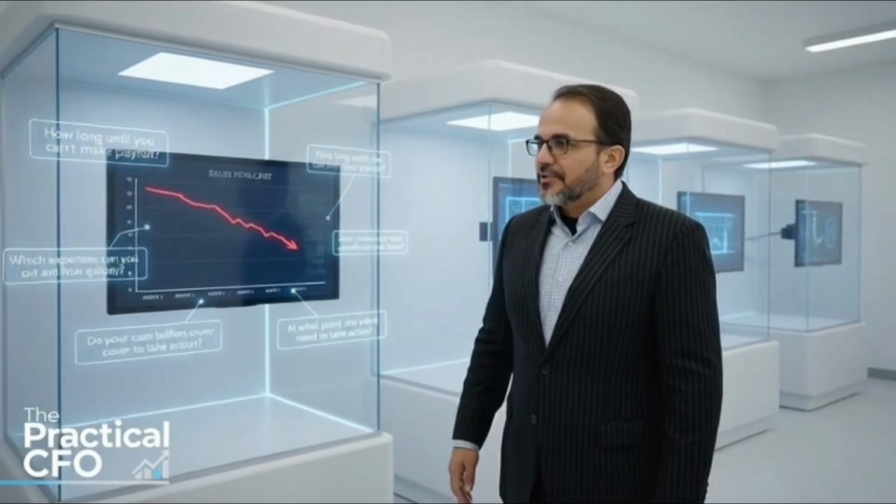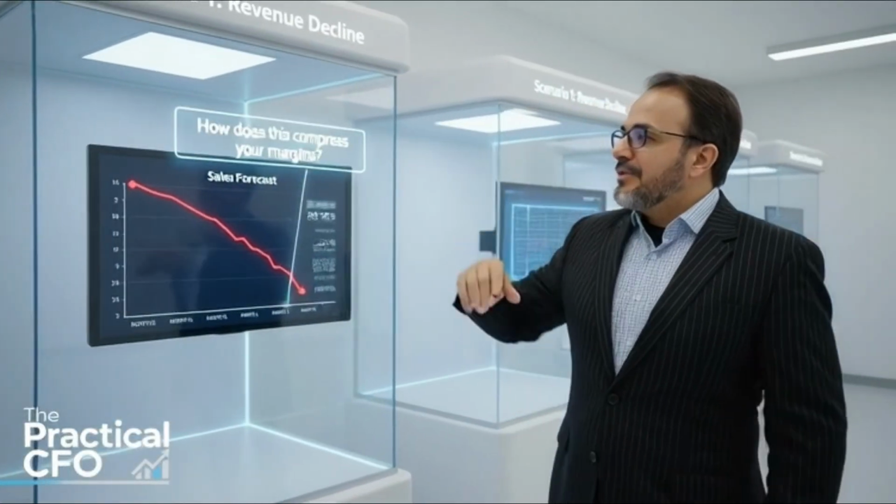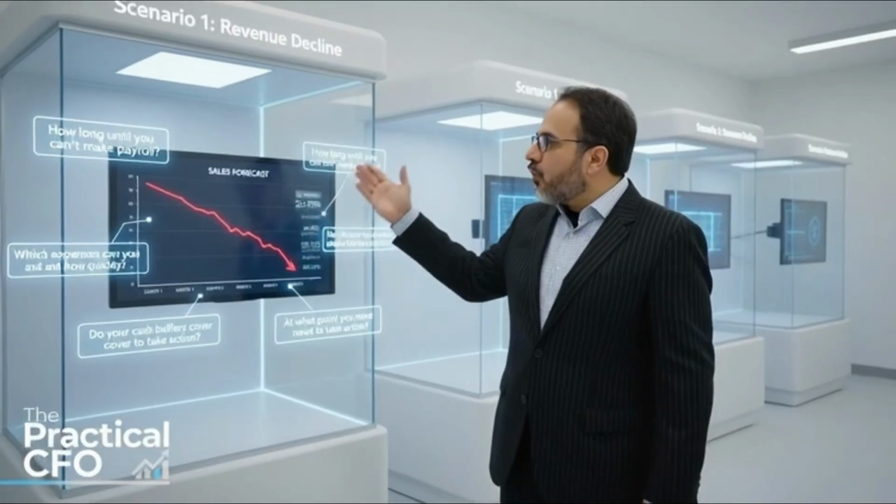Scenario 3, cost increases. Key expenses rise by 15 to 25%. How does this compress your margins? Can you pass costs to customers? Where can you find efficiency? What's your breaking point?